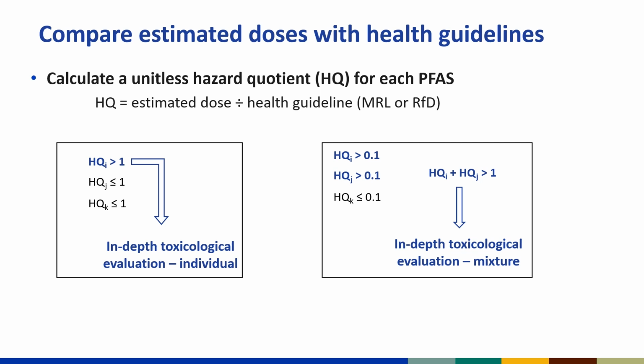The other thing you're looking for is if there are more than one PFAS with hazard quotients above 0.1. And if the sum of those hazard quotients that are greater than 0.1 is greater than 1, you will do an in-depth toxicological evaluation of the mixture.